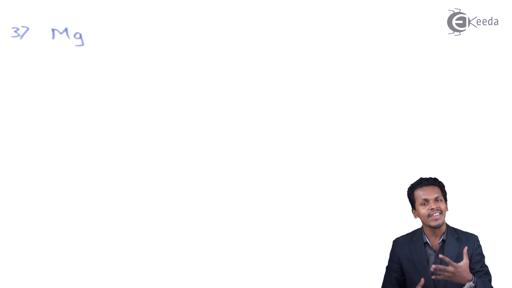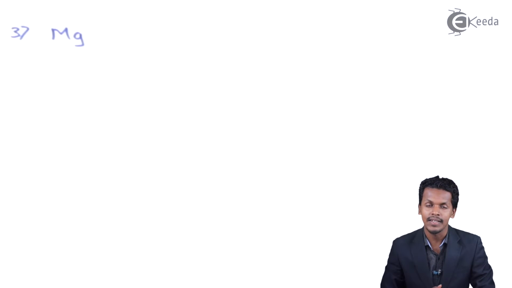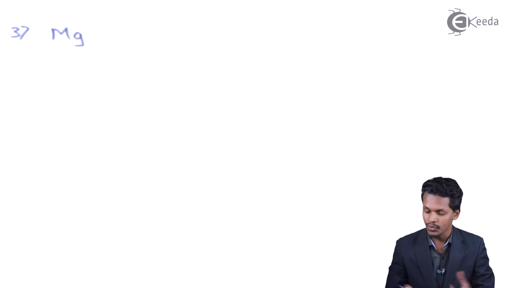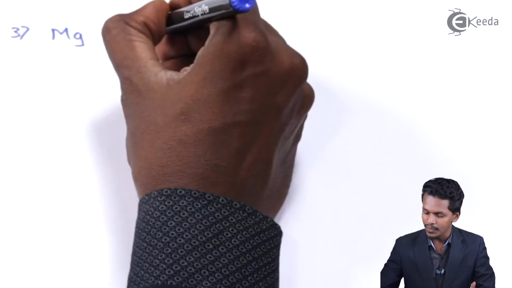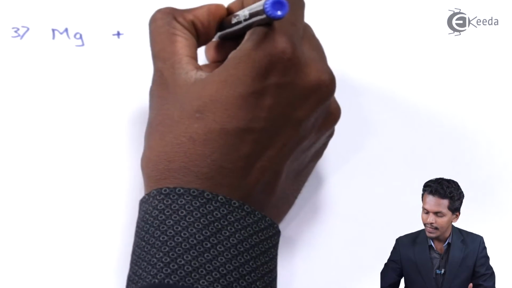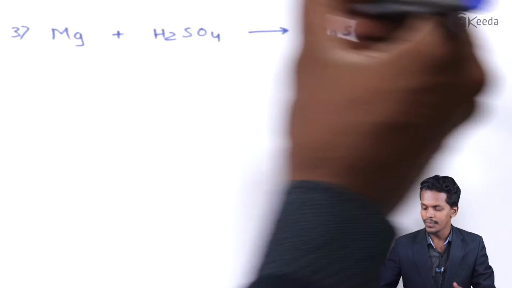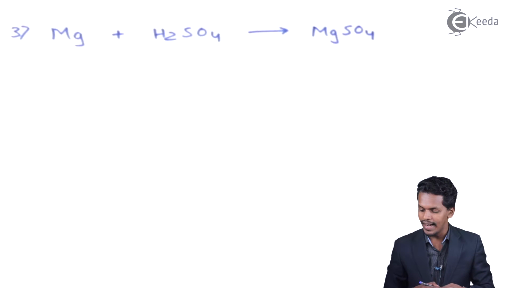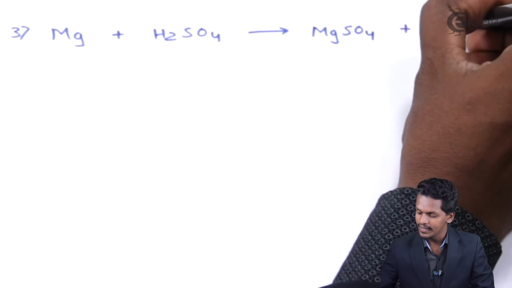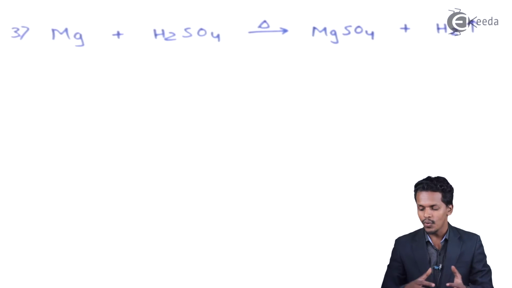But when this magnesium reacts with a strong acid like H2SO4, the product we obtain is very simple to understand: we get MgSO4, and the byproduct is H2. There are also certain other reactions that I am going to talk about.